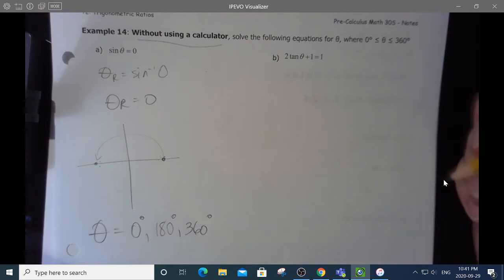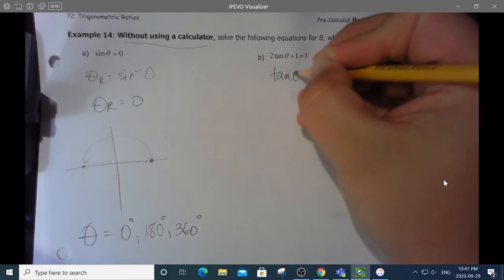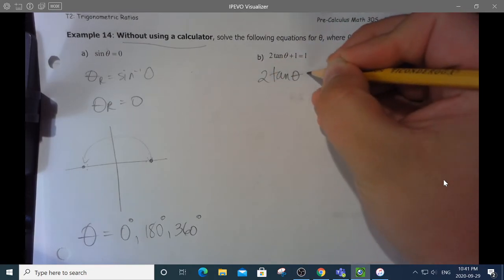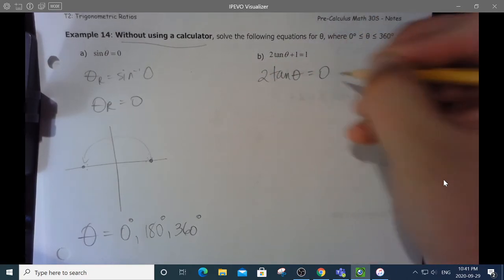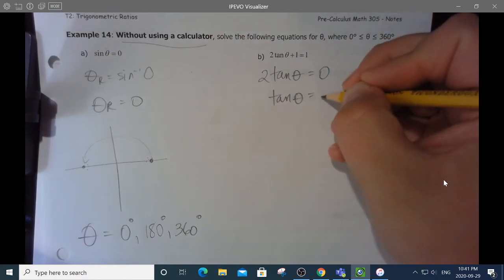All right, another one with some actual algebra in it. The tangent of theta, let's do it in 2 steps. 2 times the tangent of theta is equal to 1 minus 1, 0. Oh, that's not as exciting as I hoped. Tangent of theta is then 0 divided by 2, which is 0.